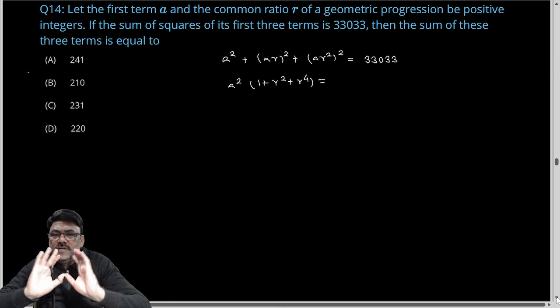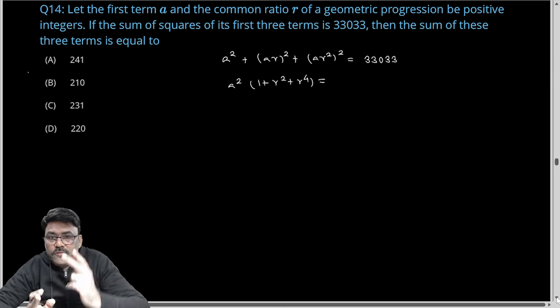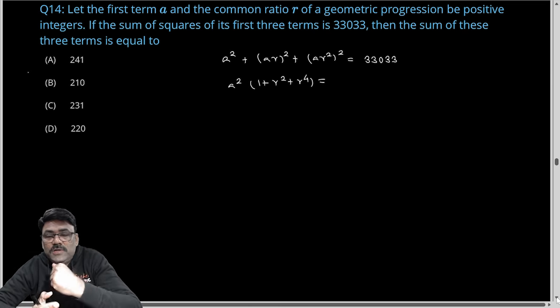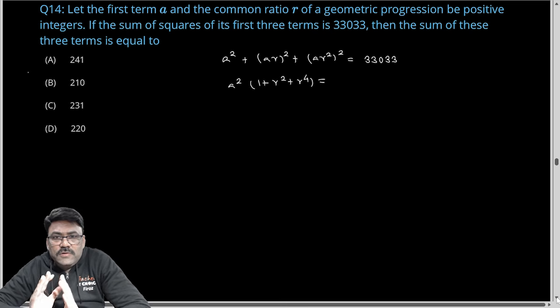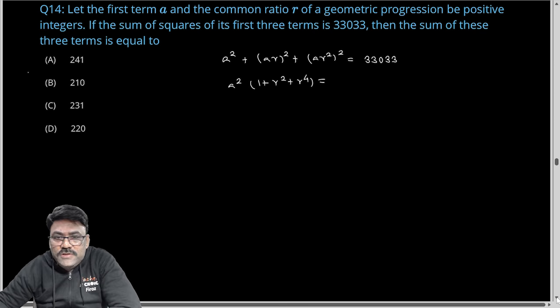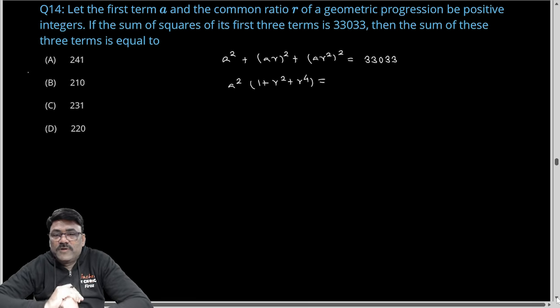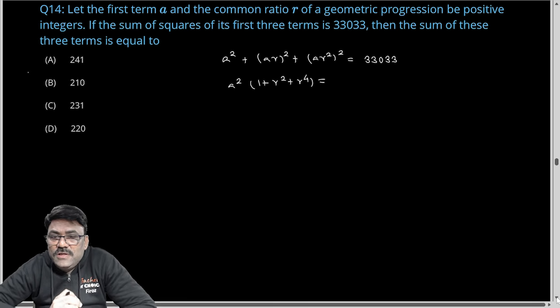And this is the only condition given to you. So you have 2 variables, A and R, but you are getting only one equation. So obviously you cannot solve by the usual approach. Something tricky is there. They have given that all the terms are positive integers. So A is a positive integer here, and I'm getting A square here. So on the right side also, one perfect square should be a factor of this 33033.